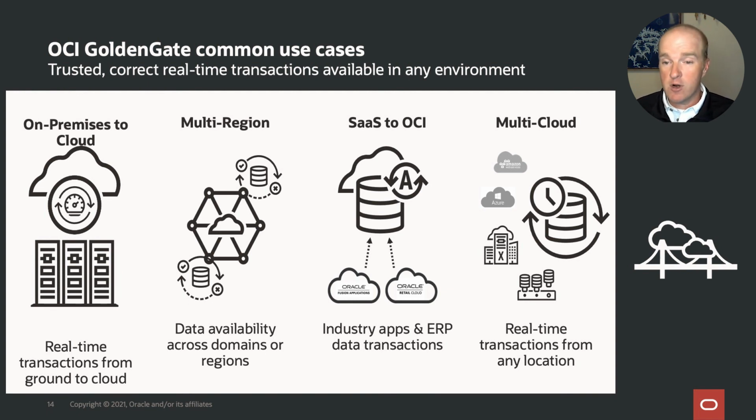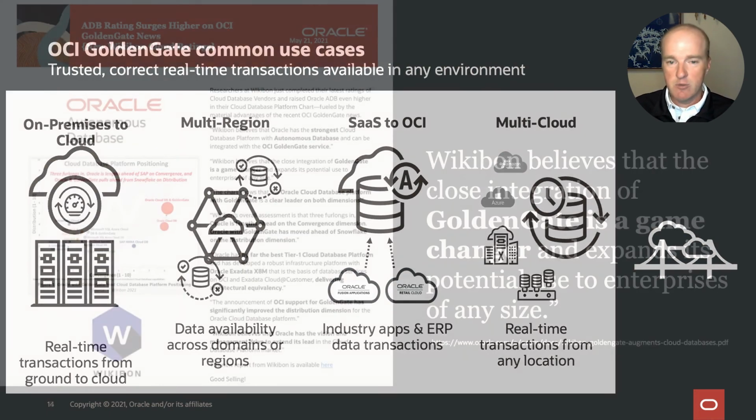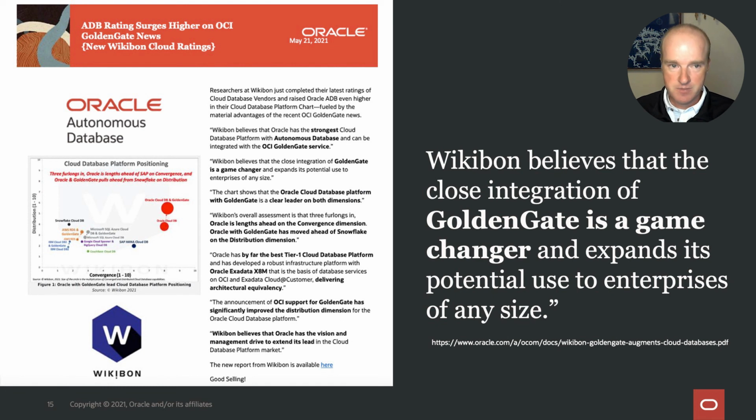And again, multi-cloud. So wherever the supported technology for OCI GoldenGate is running, we can connect to it, whether it's in Azure or AWS or other third-party clouds. We can connect, and as part of that, we can connect and replicate. We could actually move it back to on-prem as well. So anywhere that we can physically connect to, we can replicate data to.